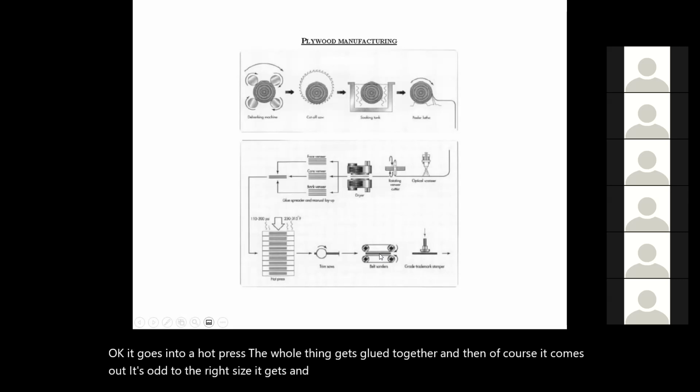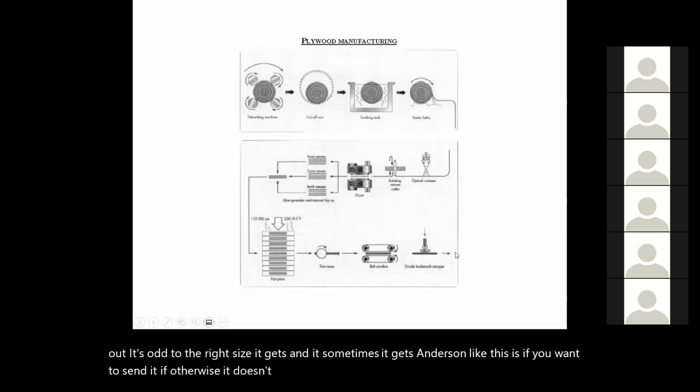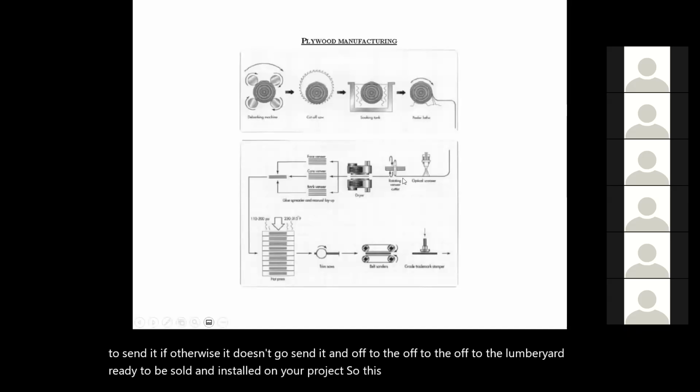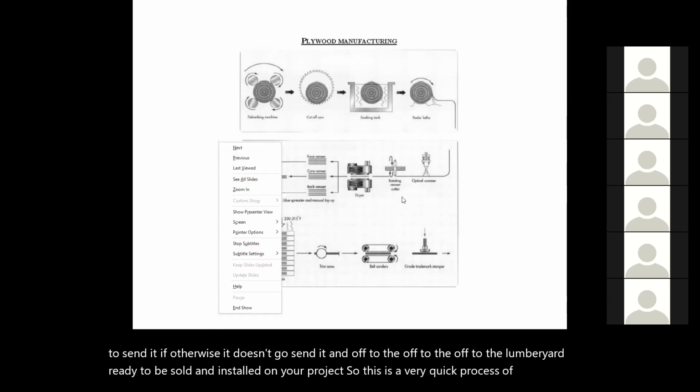Sometimes it gets sanded, and otherwise it doesn't, and then it goes off to the lumberyard, ready to be sold and installed on your project. So this is a very quick process of how plywood is made. I hope it gives you a little bit of a better idea of what happens.